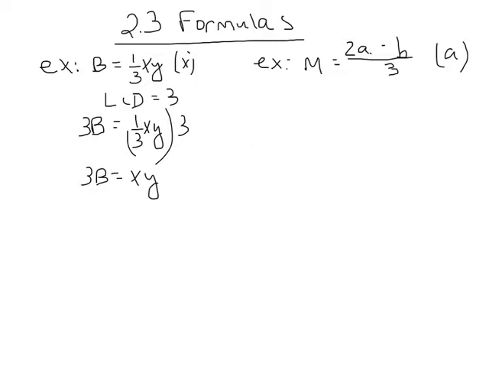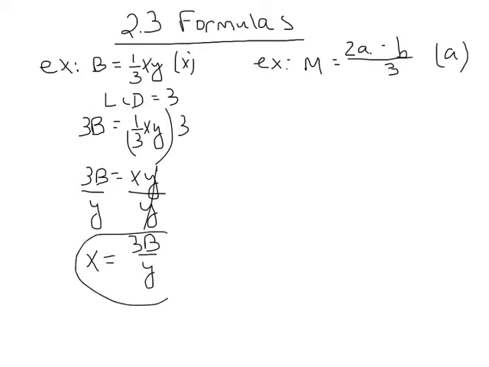And now solving for x becomes very easy. The only thing that's in the way is the y, and the y is attached to the x by multiplication, and the way we undo multiplication is by using division. So the y's cancel, and I see that x is equal to 3b over y.